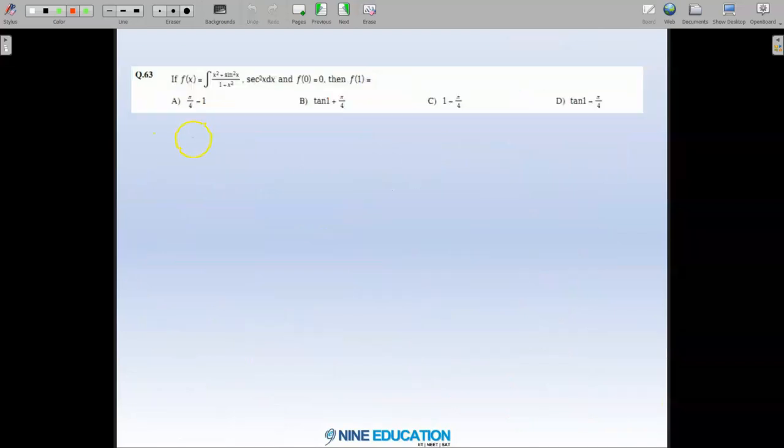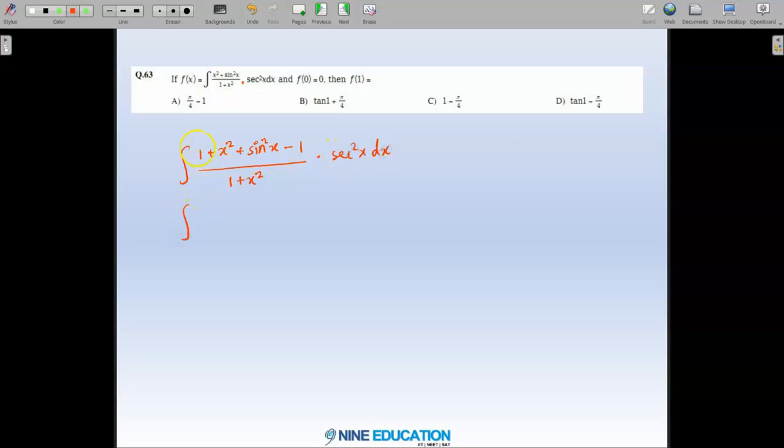Question number 63 is, if fx is equal to integration x square plus sine square x by 1 plus x square secant square x dx and f0 is equal to 0, then f1 is equal to. So in this question, suppose I am adding 1 and subtracting 1 in the numerator, then it will be 1 plus x square plus sine square x minus 1 divided by 1 plus x square into secant square x dx.